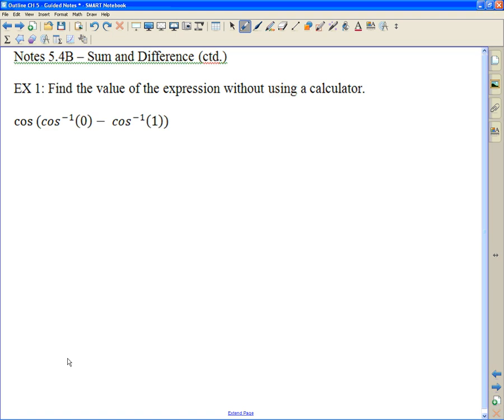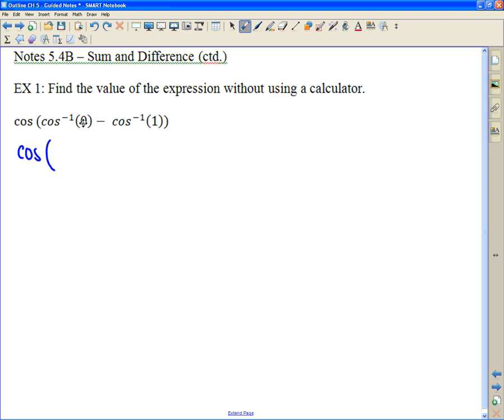So we are on 5.4b, where we apply some more sum and difference thoughts. Example 1: find the value of the expression without using a calculator. The book puts these in here because they want to remind you about inverses. So remember to use your order of operations. Whatever happens in the parentheses must happen first.